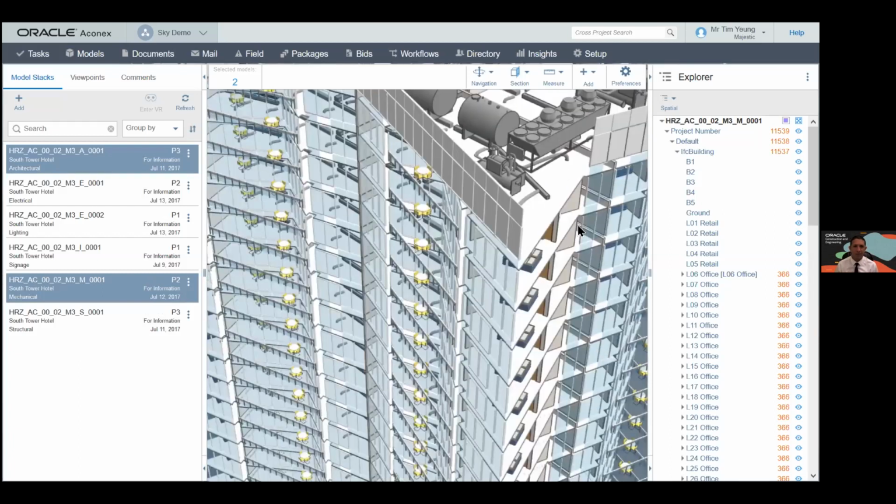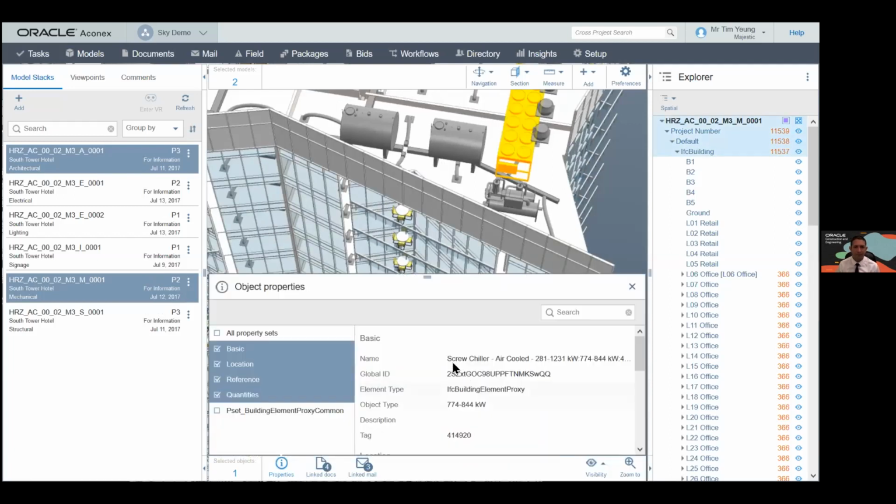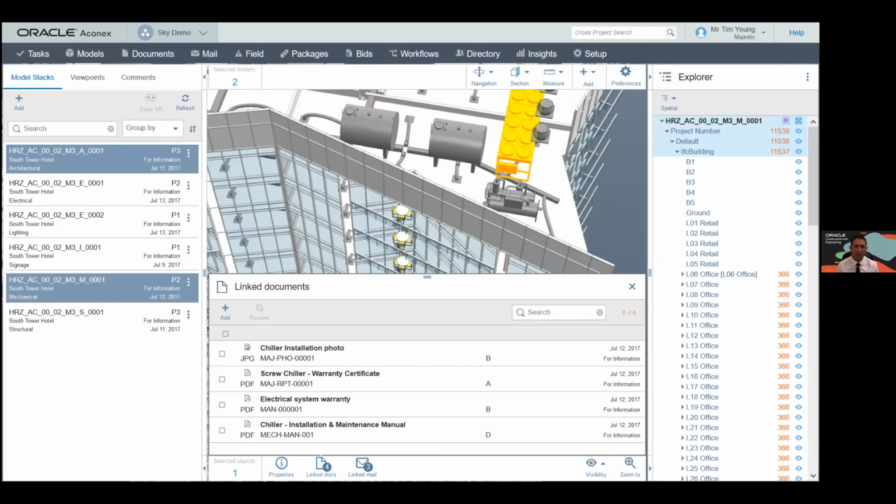You can navigate. So for instance, here, I've got an object I'm interested in. So this information comes from the model itself. So it will have the various attributes. We can see that it's a screw chiller, air cooled. Awesome. I can see all the various attributes that are done by the architect, for instance. And because it's a common data environment, we are able to link the documents that are related to this object in here, as you can see here. So these documents reside in the document register, and we're able to link them up.